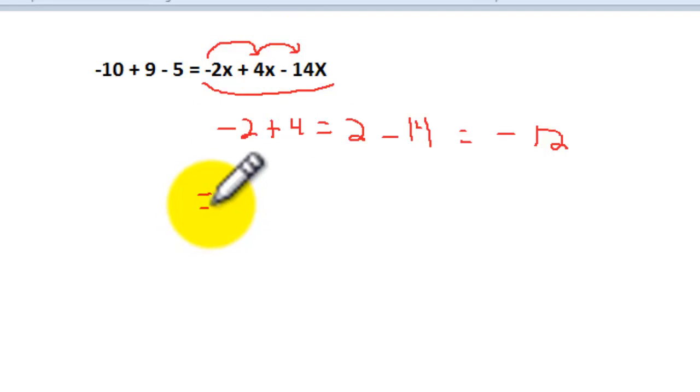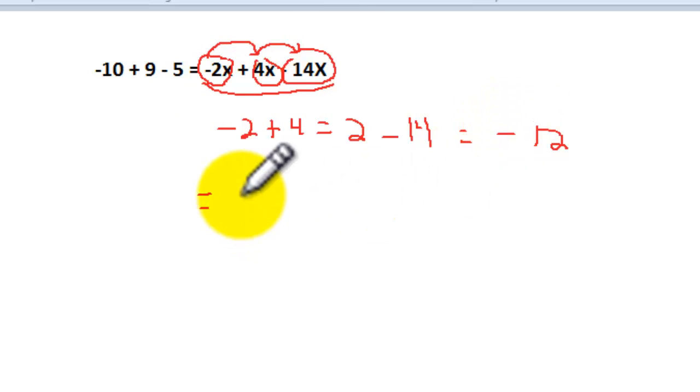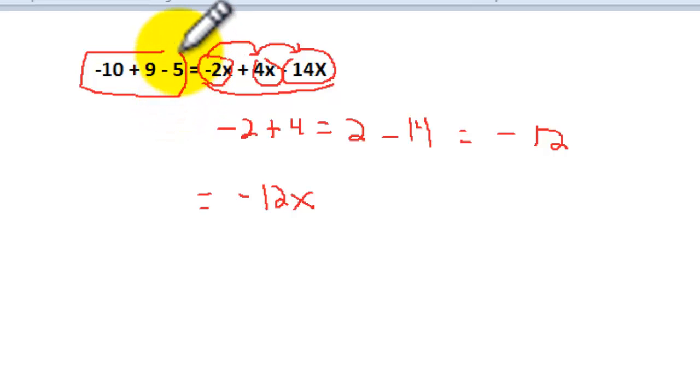So that simplifies all these terms, because each one is a term, down to one term. So it's much more manageable. We have negative 12x. Remember, the x is still there. It doesn't go anywhere. And over here, of course, we can simplify that. That's just math. So negative 10 plus 9 is negative 1. And then we subtract 5. And of course, you're going to add the opposite. So your total will be negative 6.